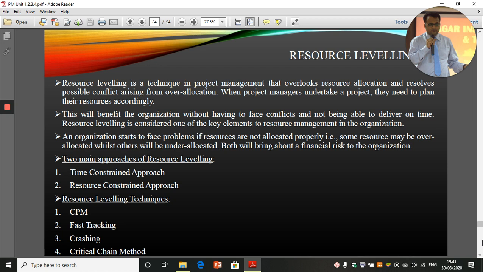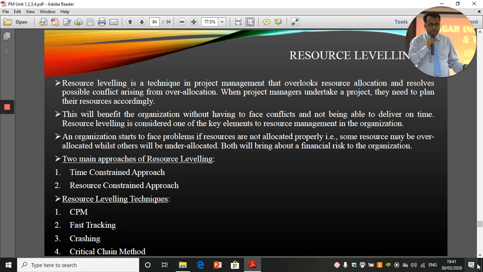The two main approaches of resource leveling are a time-constrained approach, in which time is fixed and you can maximize the resources to produce the things on time or before time. The resource-constrained approach is where resources are limited and you try to save your resources and don't worry about the time. That is known as the resource-constrained approach.